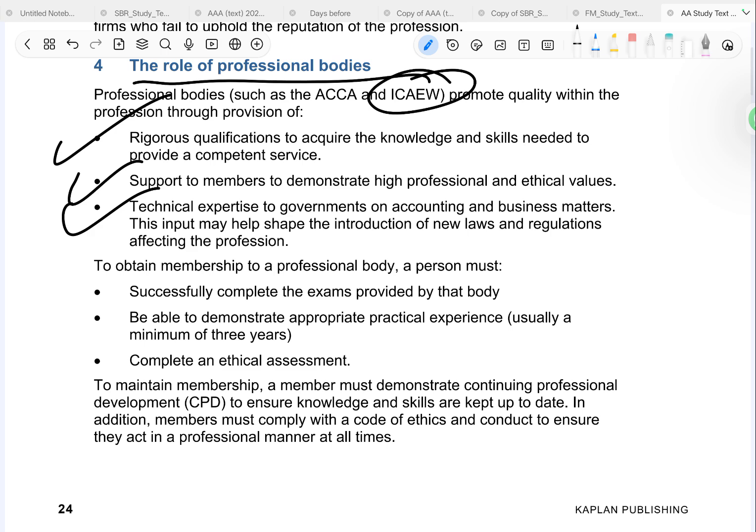Now, let's quickly look at how someone becomes a member of these professional bodies. To obtain membership in an organization like ACCA, a person usually needs to meet three requirements. First, they must successfully pass the professional exam. Second, they must demonstrate relevant practical work experience. And third, they must complete the ethical assessment to show they understand professional ethics and responsibilities.